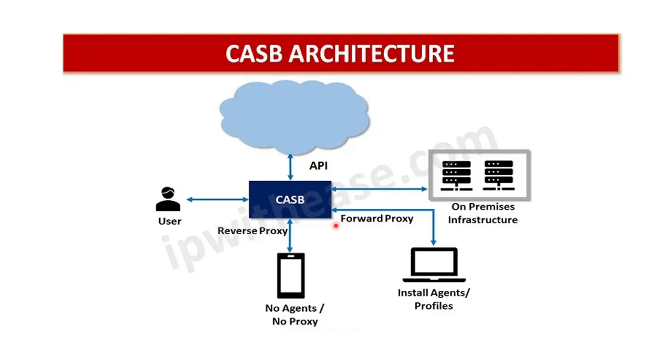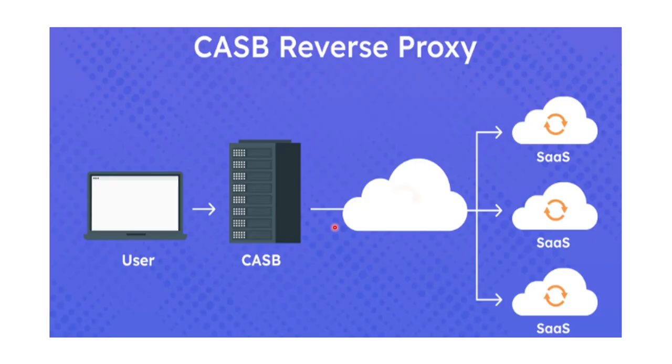Let's explain each method. Method 1, Reverse Proxy, Inline or Gateway. Also known as Gateway-based CASB. Position: between users and cloud apps. How it works: primarily for unmanaged or BYOD devices, offering agentless, real-time control over sanctioned SaaS apps.